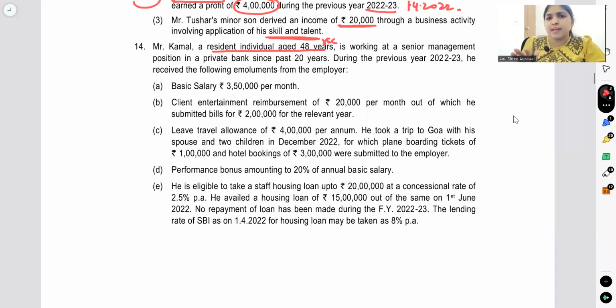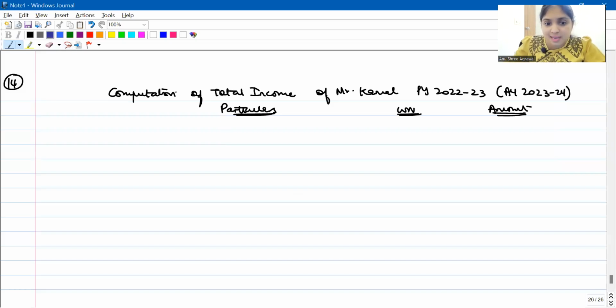The same way I'm going to think and solve even in the examination. As I keep reading adjustments, wherever working notes are required, I'll open them then and there. That way, I don't have to keep too many things in my mind. I don't have to retain any information. As I keep reading one by one, I'll keep doing the necessary adjustments. He is receiving the following emoluments from employer. We have salary and all. So obviously, my assessee has a salaries head. So under particulars, write down salaries, give reference to working note 1.